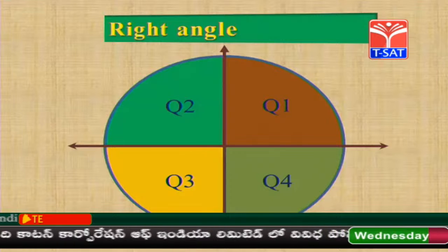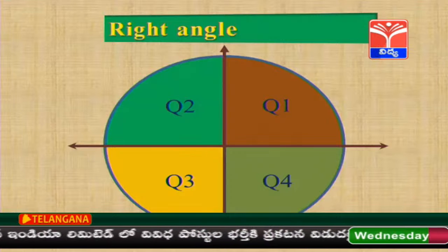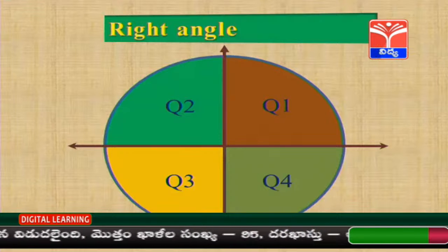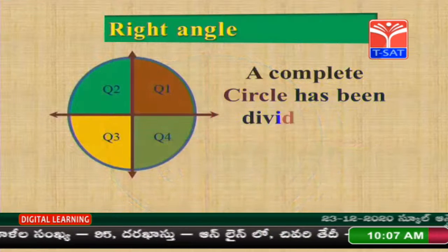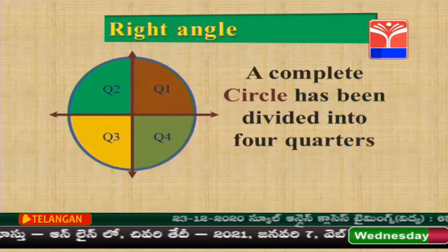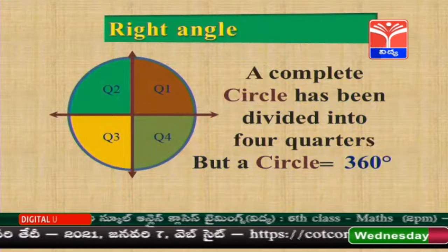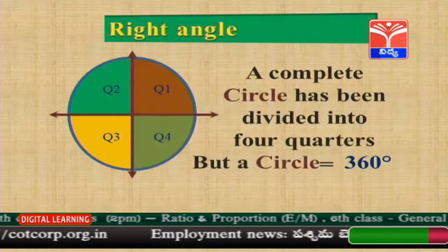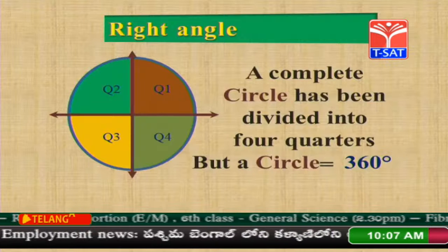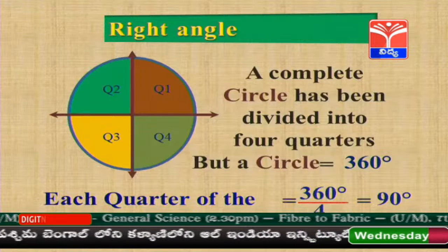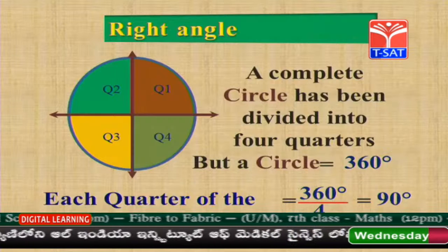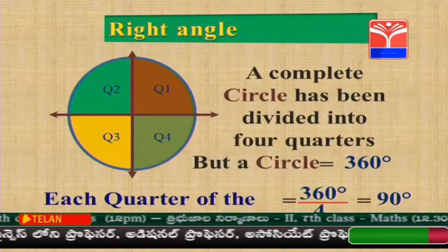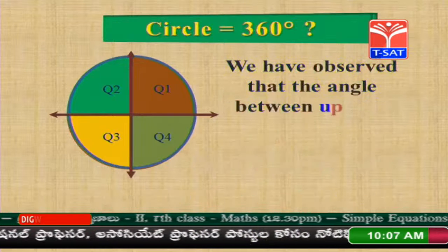Now, when you are dividing the circle into 4 equal parts, what can you say about the angle of a circle here? A complete circle has been divided into 4 quarters, is it right? But a circle has how many degrees? A circle is equal to 360 degrees. That means each quarter of the circle will be equal to 360 by 4, that is how many degrees? 90 degrees. That means each quarter is equal to 90 degrees.